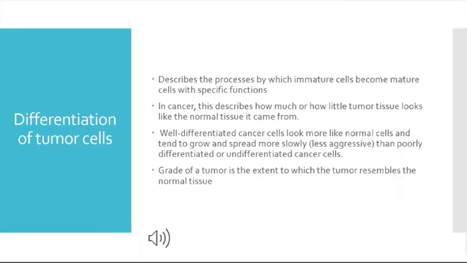Tumors that have well-differentiated cancer cells tend to be less aggressive. This means they tend to grow and spread slowly. Well-differentiated cancer cells are considered low-grade. However, there are always some exceptions.